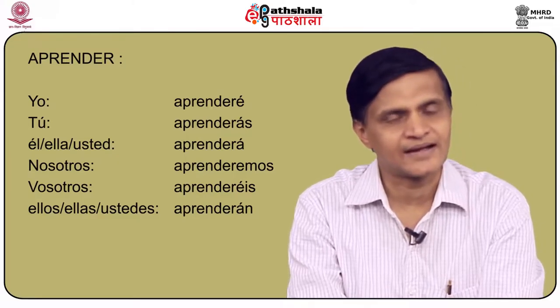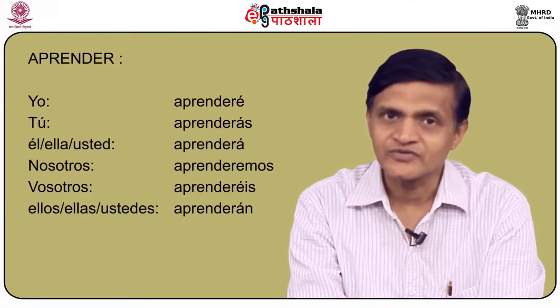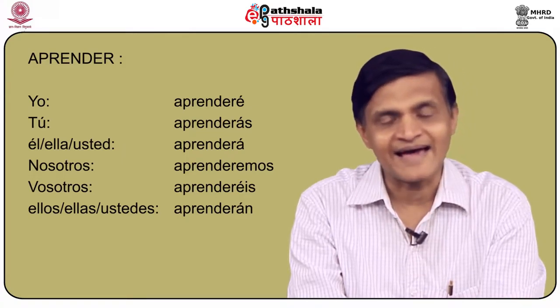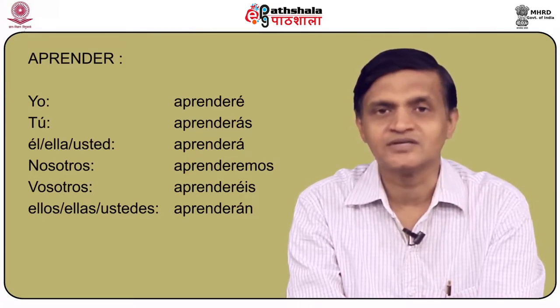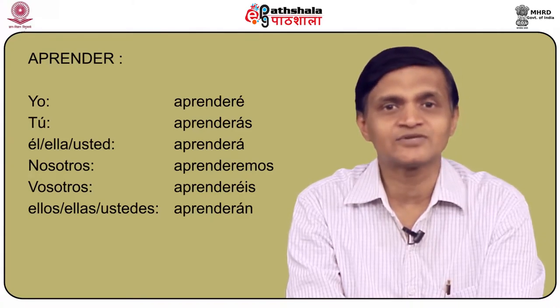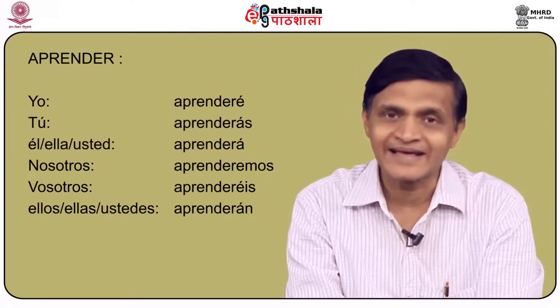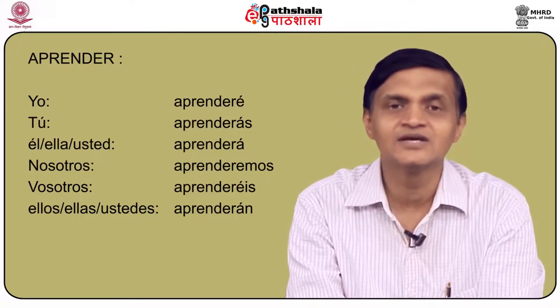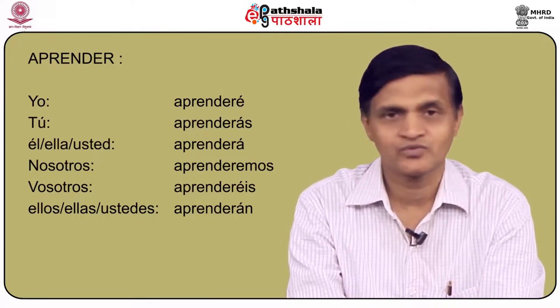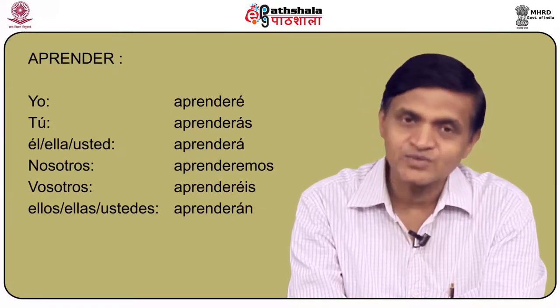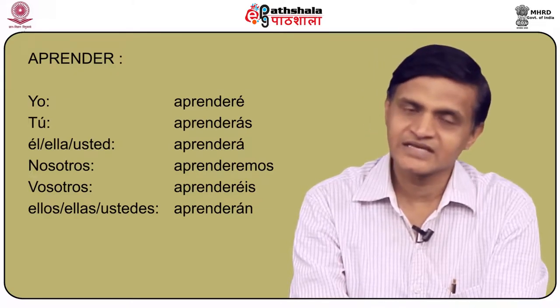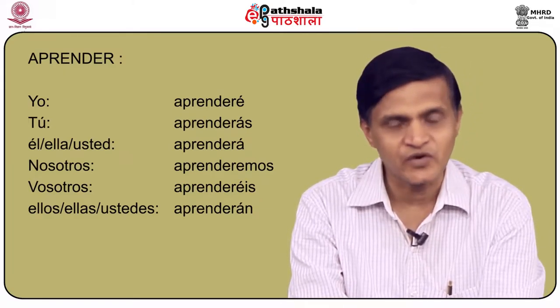I repeat, aprender, to learn, is conjugated in the future as aprenderé, aprenderás, aprenderá, aprenderemos, aprenderéis, and aprenderán. If you take out a printout from the e-text, then you will understand that there is an accent on all the conjugations except the nosotros one. So, aprenderé with accent, aprenderás with accent, aprenderá with accent, nosotros aprenderemos without accent, aprenderéis with accent and aprenderán with accent. The same rule is for all the verbs that follow.